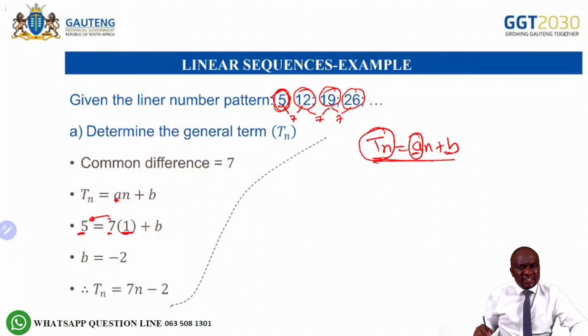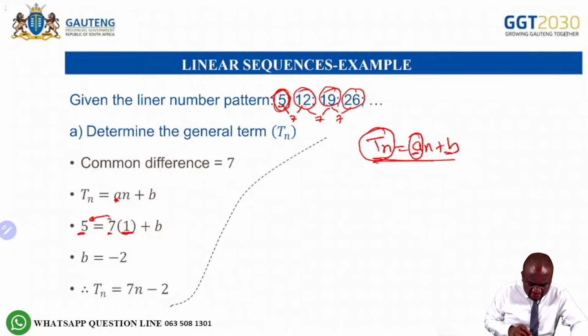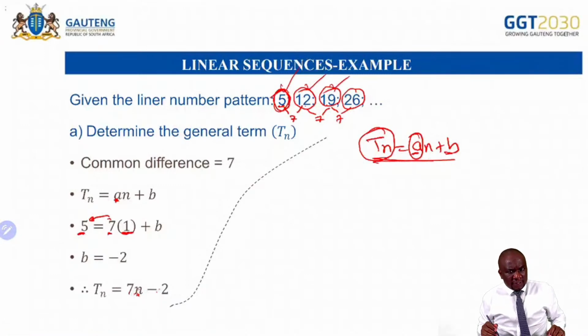Check your answers, pretend. Check your answers. Put 1 here. It's going to be 7 times 1 minus 2, which is 5. Put 2 where there's n. 7 times 2 is 14. 14 minus 2 is 12. Put 3. 7 times 3 is what? 21. 21 minus 2 is 19. You see that our answer is correct?